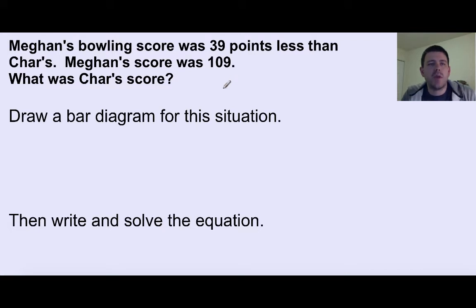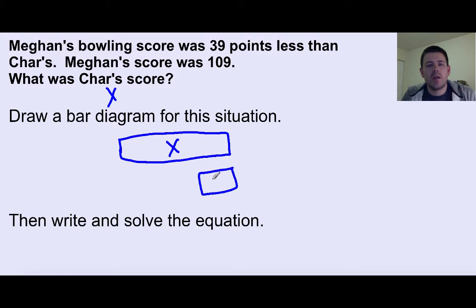So this first one says Megan's bowling score was 39 points less than Char's. Megan's score was 109. What was Char's score? Well, we don't know Char's score. That's our x. So when we draw our bar diagram, we start with our variable, x. They tell me Megan's score was 39 points less than Char's, so you take Char's whole score and subtract away 39 points.